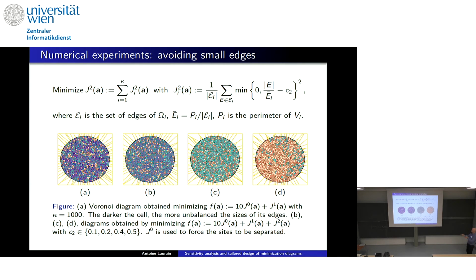But when you increase the C2, the problem, of course, becomes more and more difficult. And it was difficult to go beyond 50% here. But you can see that you get a good improvement. Here, the color map represents the quality of the mesh with respect to this criterion. So the darker the cell, the more unbalanced are the sizes of its edges. But you can see that when the C2 is increasing, then you get a much better criterion here.